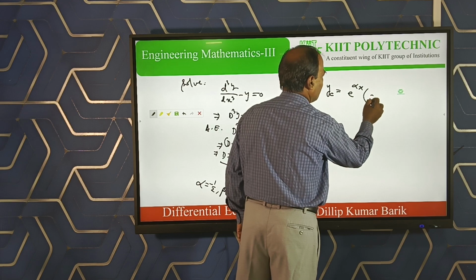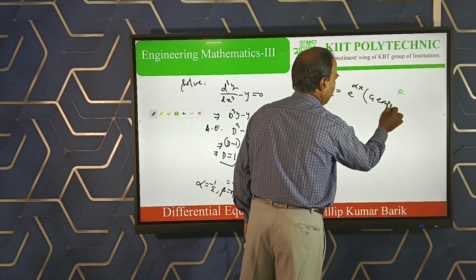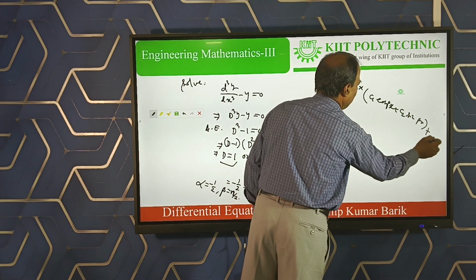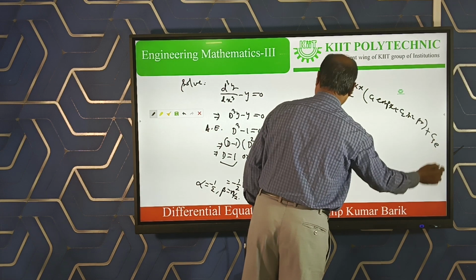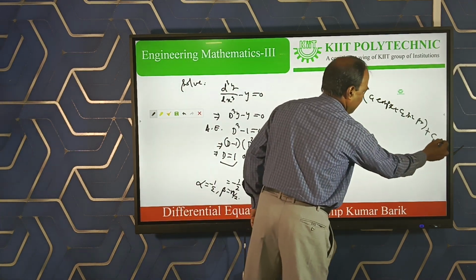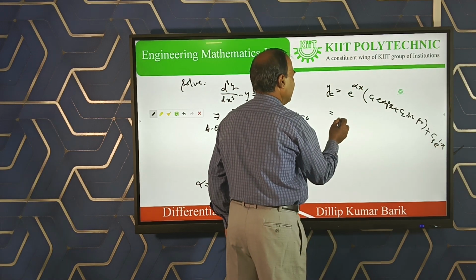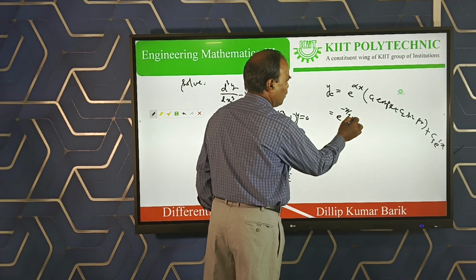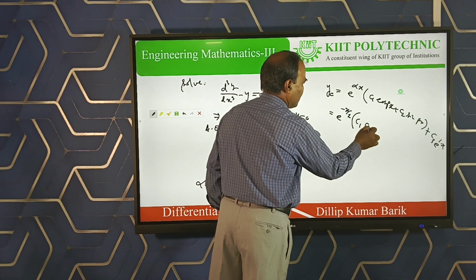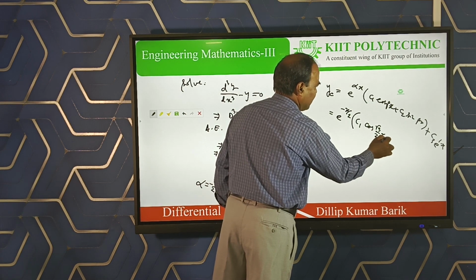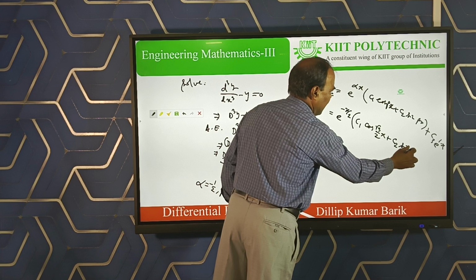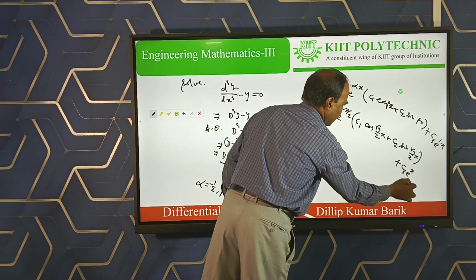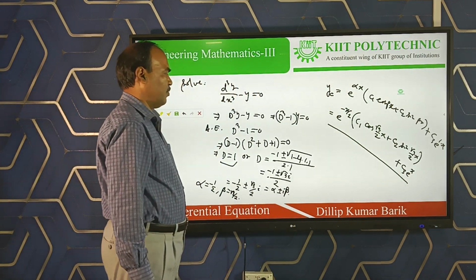So e to the power alpha x into (c1 cos beta x plus c2 sin beta x), and for the real one I write here c3 into e to the power 1x, because 1 is the root here, compared to the previous. So the final answer is e to the power alpha x. Alpha here is minus half, so it is now e to the power minus x by 2 (c1 cos of beta x, beta here is root 3 by 2 x, plus c2 sin root 3 by 2 x) plus c3 e to the power x. So clearly this is the final answer.